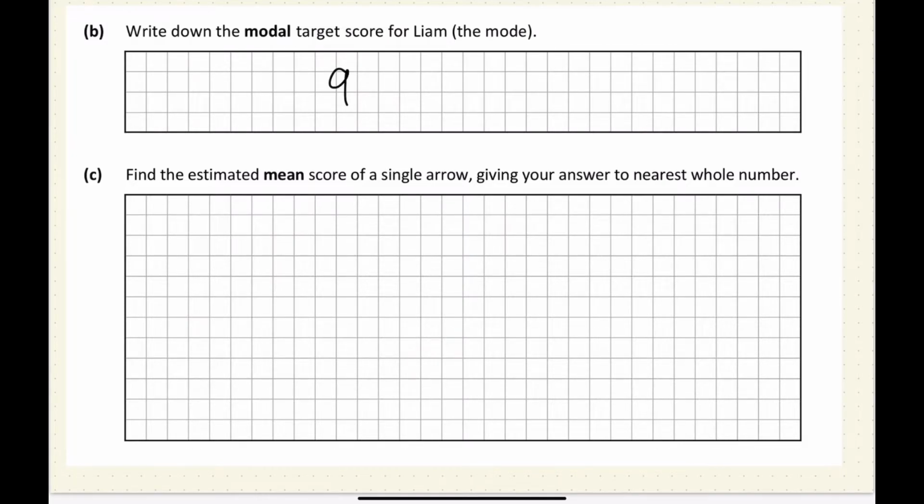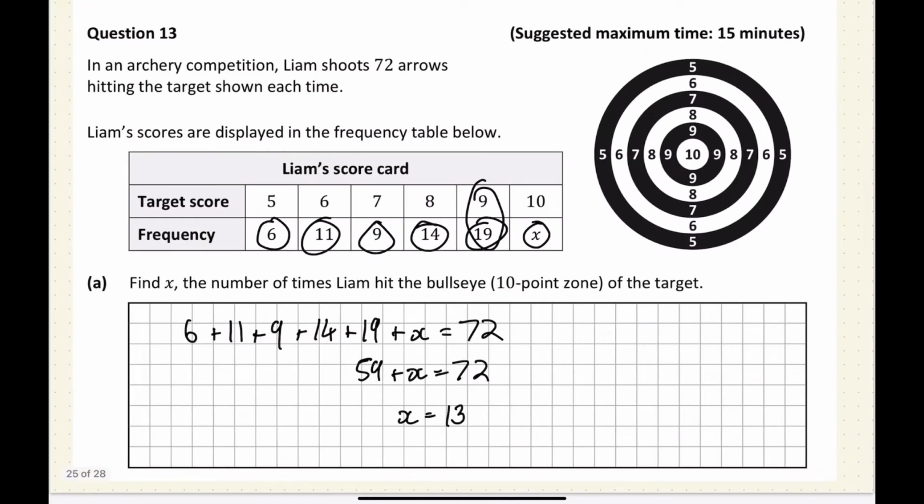Find the estimated mean score of a single arrow, given your answer, to the nearest whole number. Now this is going to take a second, guys, so be patient with me, right? Because what you've got to do is take 5 multiplied by... Hang on, let's clear this for a second.